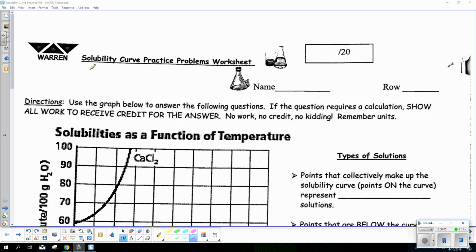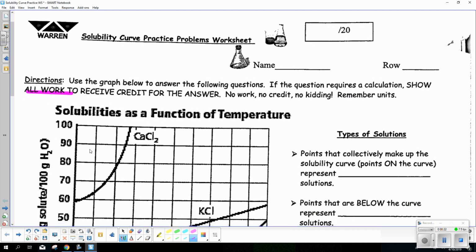This lesson will cover the solubility curve practice problem worksheet. What we're going to do is use the graph below to answer the questions. If the question does require a calculation, make sure you show all work to receive credit. No work, no credit. And remember your units.